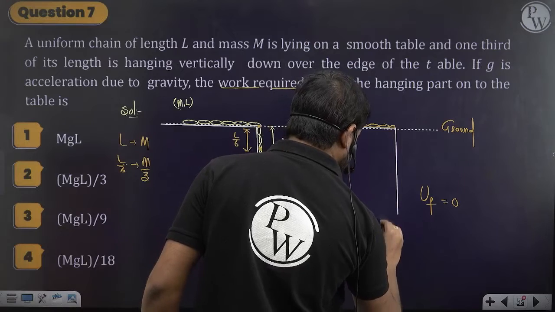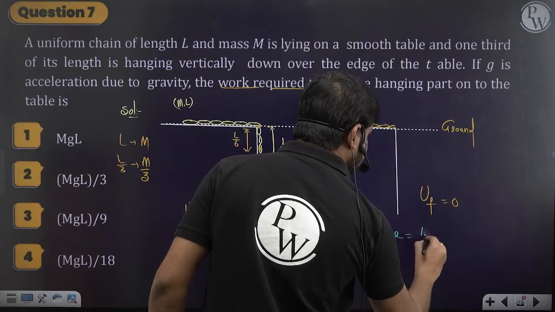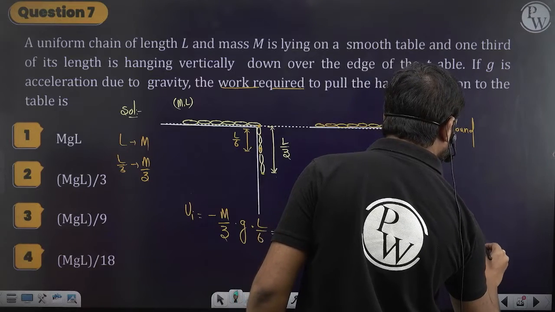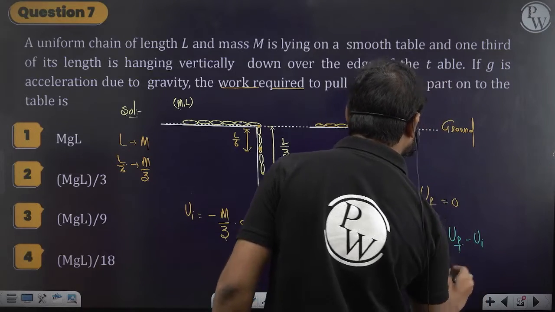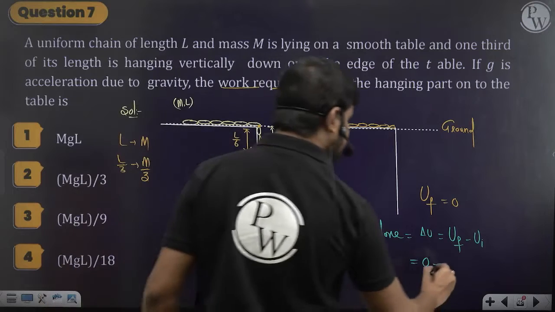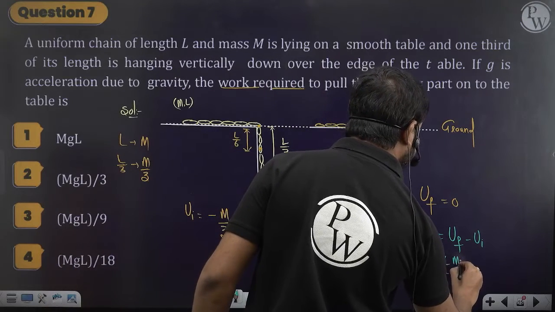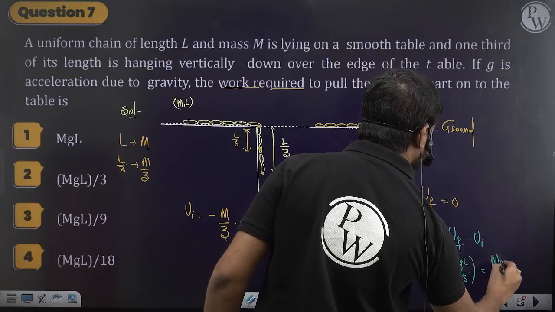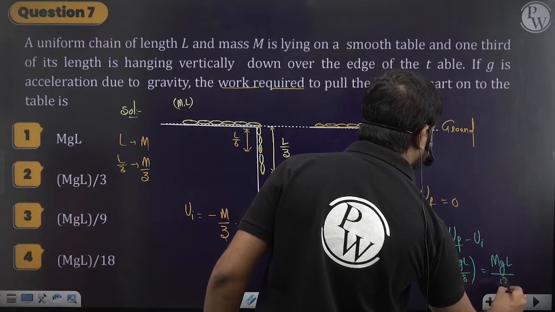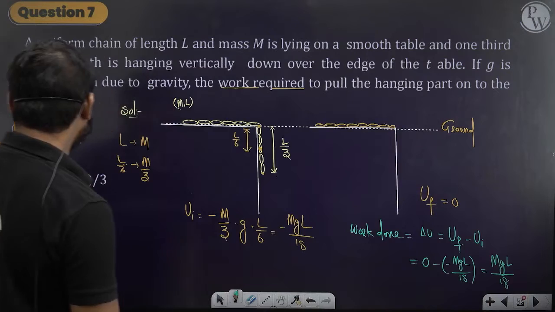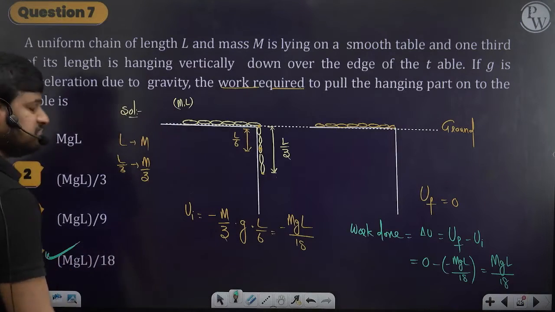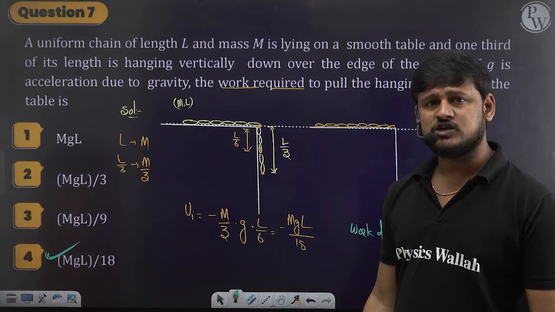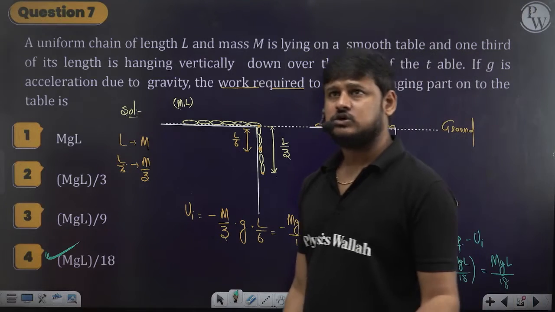The work done is equal to the change in potential energy, which is U final minus U initial. What is U final? 0, minus what is U initial? Minus of minus mgL by 18, which is mgL by 18. So the correct answer is option 4, mgL by 18. Clear guys? Understood the concept everyone? Let's move further.